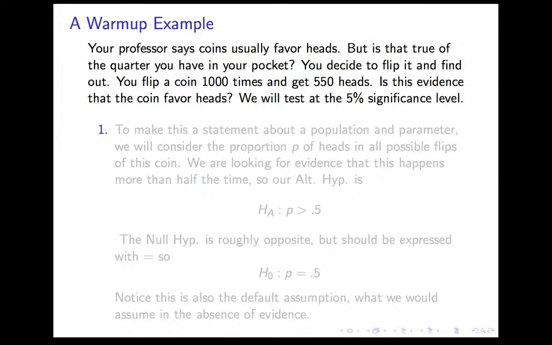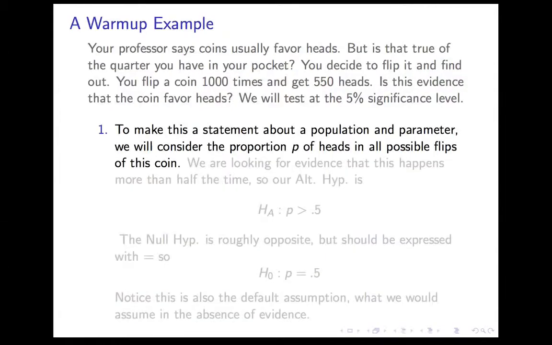This time we'll test at the 5% significance level. Don't get hung up on that. Those are just numbers. So we have to make this into a statement about a population and a parameter. And there's a little bit of a trick here. We're going to view our population as all possible flips of this coin. So when you flip a coin, you can think of that as randomly selecting one of the possible coin flips.